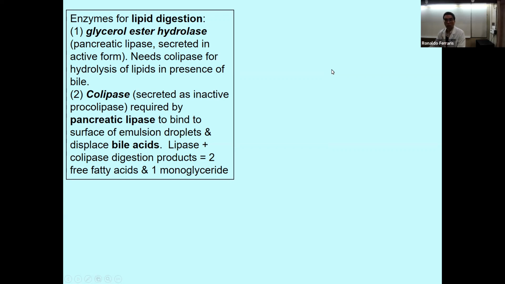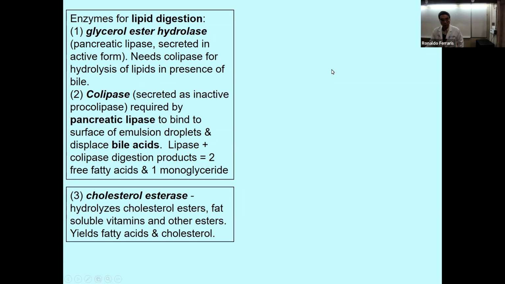What's going on then? What is colipase? It is secreted from the pancreas into the intestinal lumen as inactive procolipase, and then it is activated in the intestinal lumen. It's required by pancreatic lipase. And so what does colipase do, and how does lipase and colipase interact, and what happens to lipid digestion? Okay, so this is important.